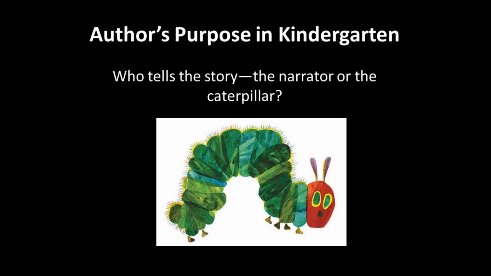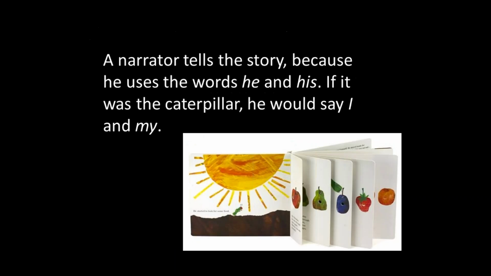When we move into the author's purpose, and we're still using the same text, the question that we might pose to our kids is, who tells the story, the narrator or the caterpillar? And once again, if we go back to some of the evidence in the text, we'd be able to say that a narrator tells us the story because he uses the words he and his. If it was the caterpillar, he would say I and my.